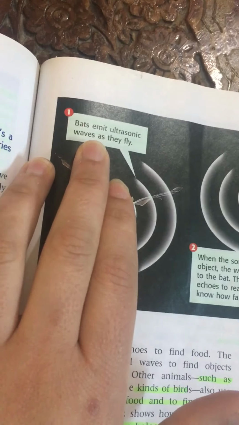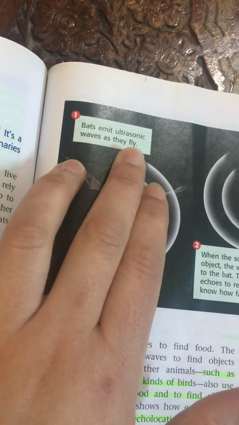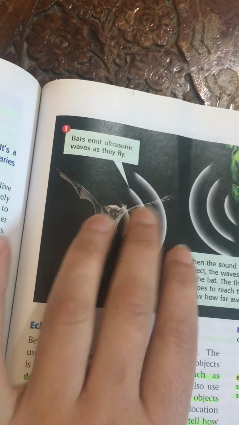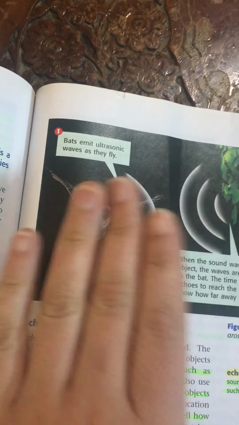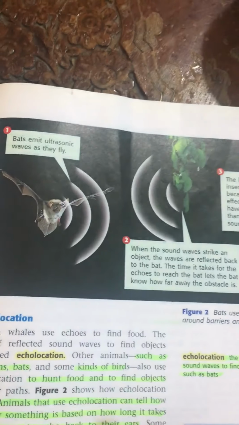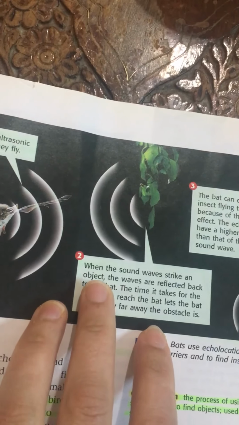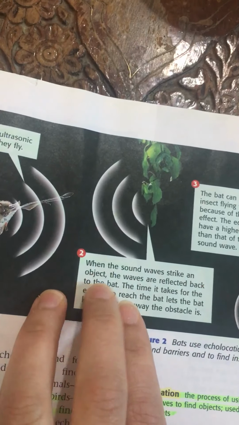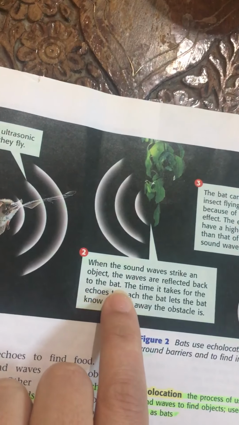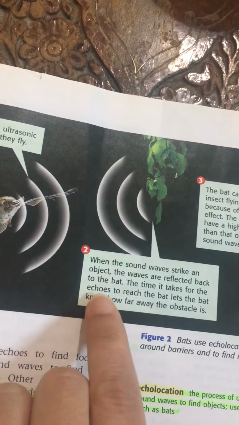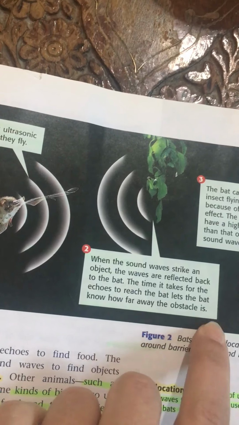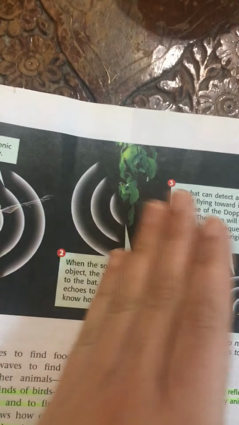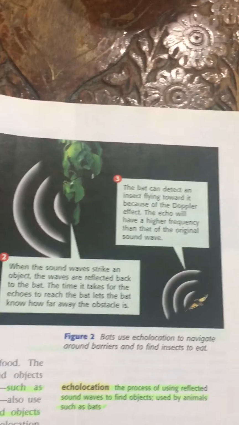First, the bats emit ultrasonic waves as they fly. They produce ultrasonic sound, a very loud sound that we can't hear. Number 2, when the sound waves strike an object, the waves are reflected back to the bat. The time it takes for the echoes to reach the bat lets the bat know how far away the obstacle is, and then it goes toward it.